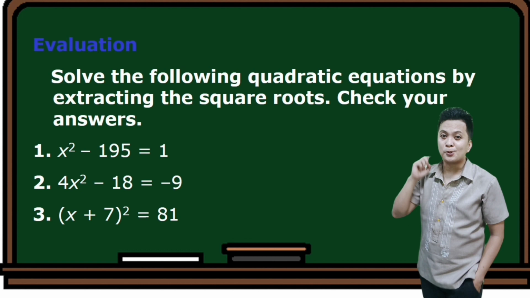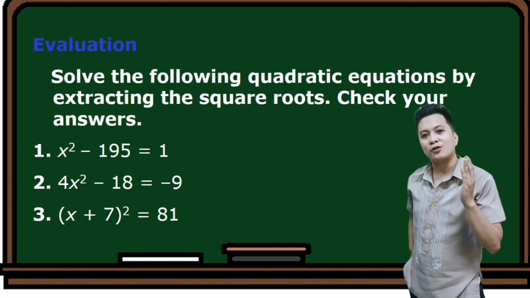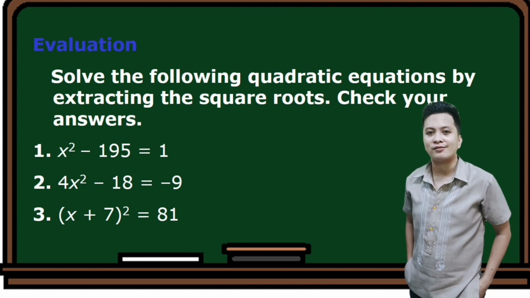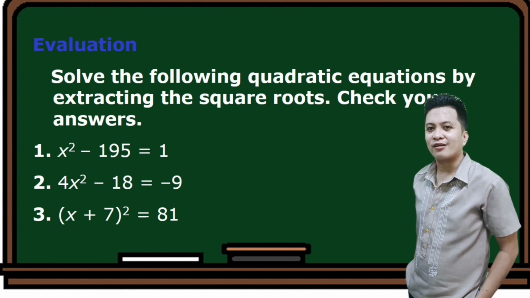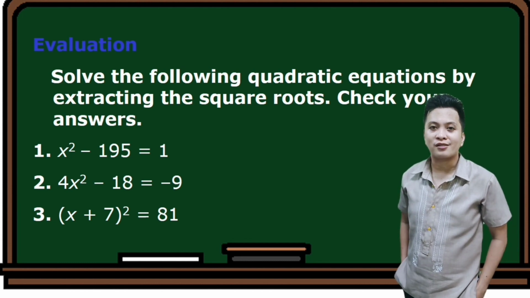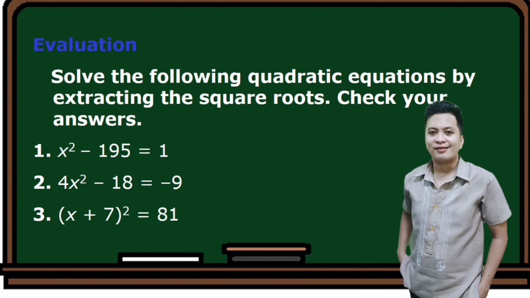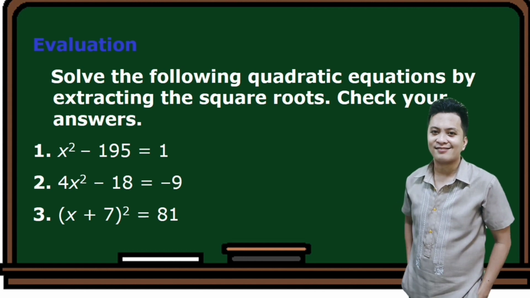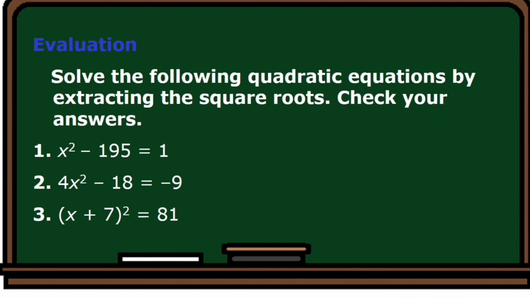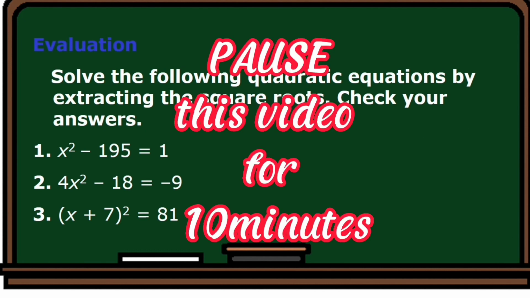Now, time for evaluation. It is your time to answer the evaluation. Solve the following quadratic equation by extracting the square roots. And check your answer. For the evaluation, you have 10 minutes to complete it. Read and understand the question. Check your answers also. Your timer starts now.